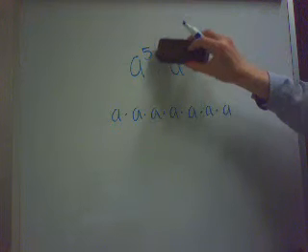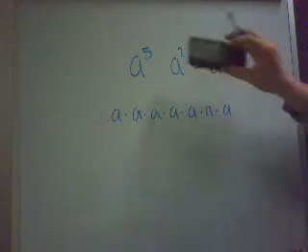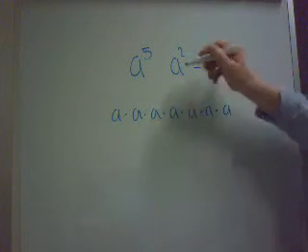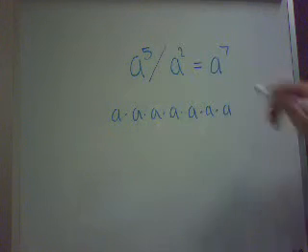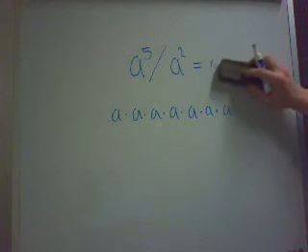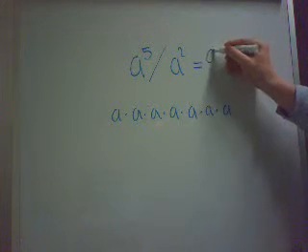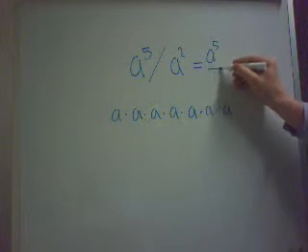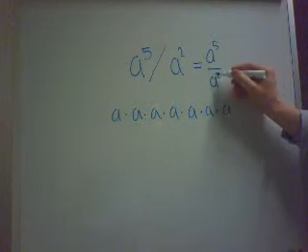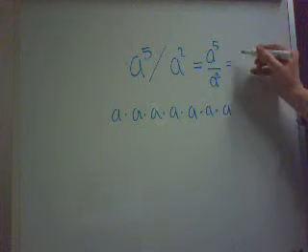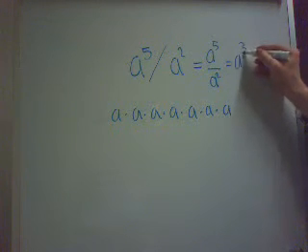Second question, we have a to the power 5 divided by a to the power 2. In this case, we use the subtraction rule. So we subtract the lower power 2 from the upper power 5. Or, we could write that as a to the power 5 over a to the power 2. It's the same thing. Subtract 2 from 5 gives us a to the power 3.